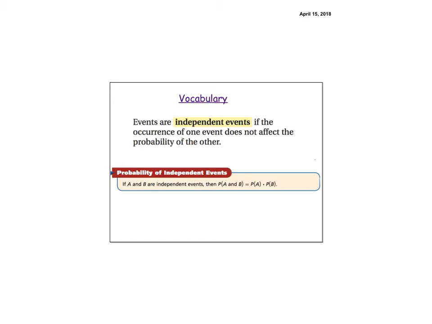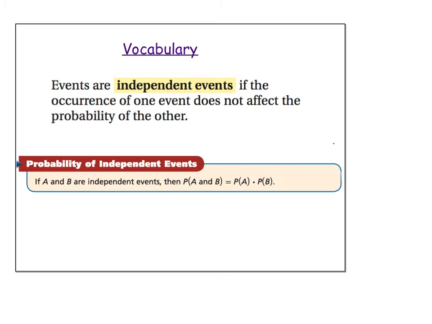So events are independent if one does not affect the other. And we'll go over some examples of that. Go back and use this formula here, and all you do is, if you have two independent events, you multiply to find the probability of them happening together. Just multiply each of the probabilities of the independent events together.